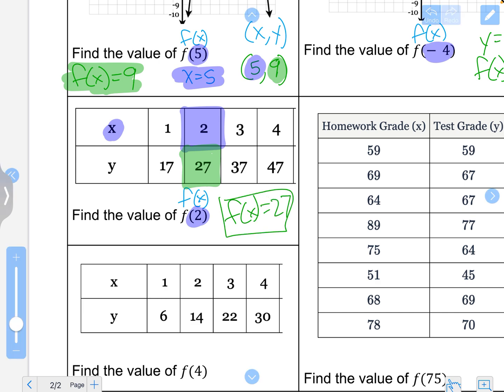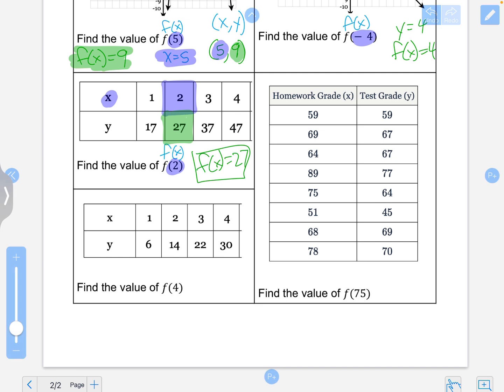So I want you to go look at these next two graphs, look at which input they want, and find the output, and check it with our class notes.